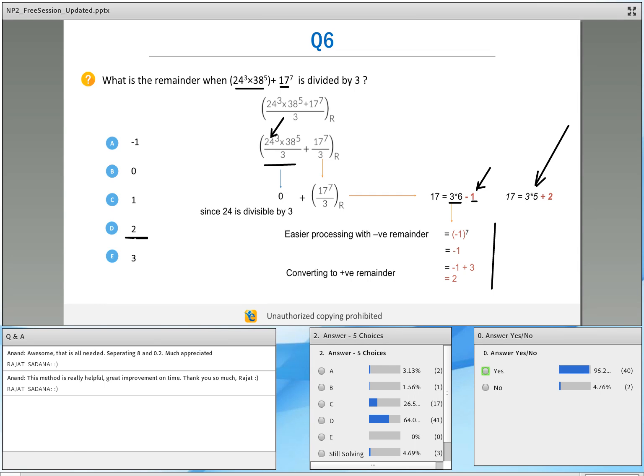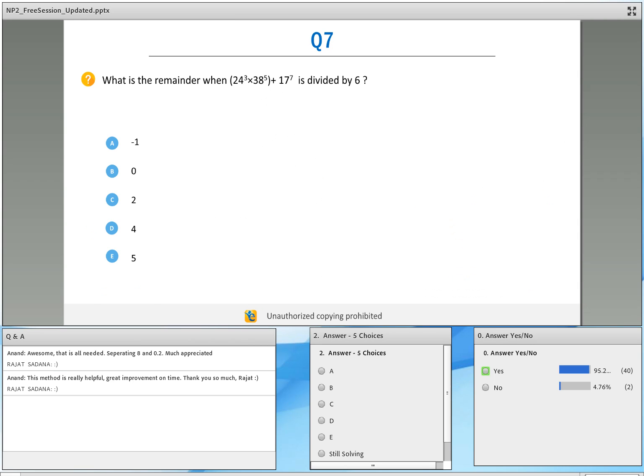Okay, we're going to solve the next question, and this time I'll give you extra time, but try and apply the concept of negative remainders, please. Try and apply the concept, and I want you to select still solving, because with the concept of negative remainders the answer is going to be very, very simple. I'm going to remove broadcast results. Here is the next question.